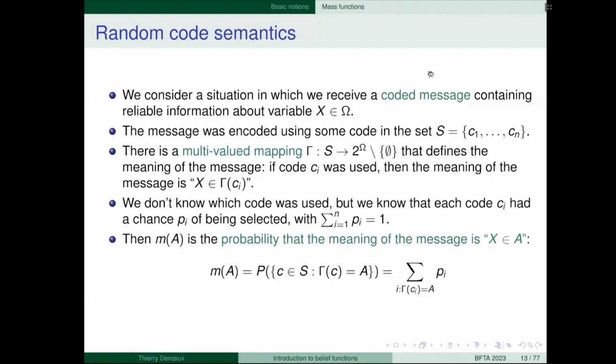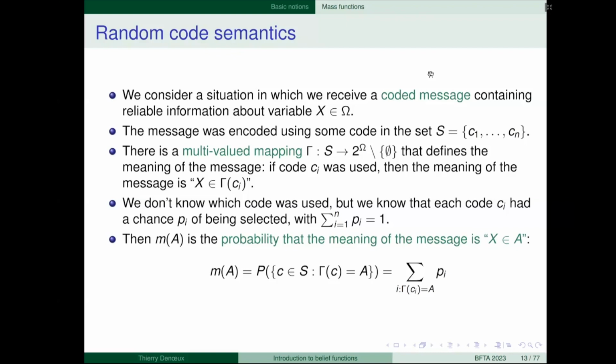The message was encoded using some code in a set of codes, S. You have this set of codes. And then there is a multi-valued mapping, gamma, from S to the power set of omega, minus the empty set, that defines the meaning of the message. Meaning that if code c_i was used, then the meaning of the message is that X belongs to gamma(c_i). So if you take the message, you take the code c_i, and decode the message, you get a proposition, X belongs to some set gamma(c_i), and this is true. We don't know which code was used, but we know that each code c_i had some chance, p_i, of being selected. So the code was chosen at random.